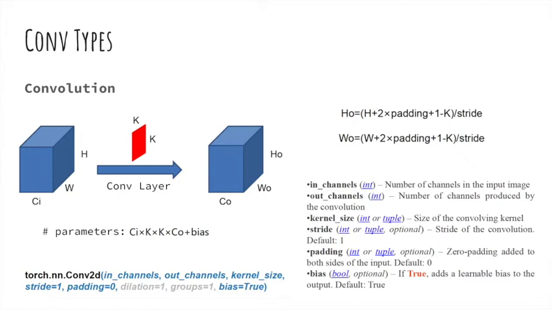So how do we calculate the output size? Apparently, it is related to the original h and w, so it equals to h plus 2 times padding. Why 2? Because we need to pad on both sides, one to the left and one to the right. And for height, it will be pad one to the top and one to the bottom. So it is always 2 times padding. And then we minus k.